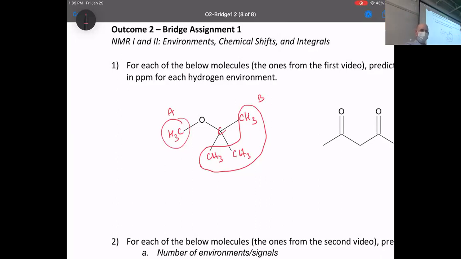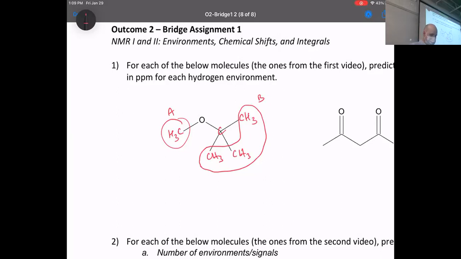Normally in an alkane, it's like 1 to 1.5. When an alkane's next to a carbon containing functional group, so like a carbonyl or an alkene, it's 2 to 2.5. And then if there's CHs next to an O or an N or an X, then they're like 3 to 3.5 or 3 to 4. So they're pretty nicely spread out.